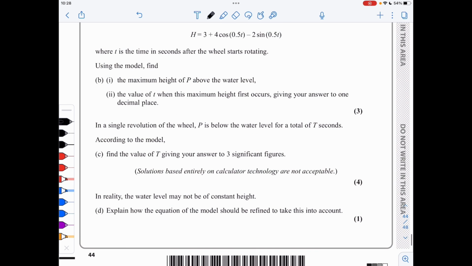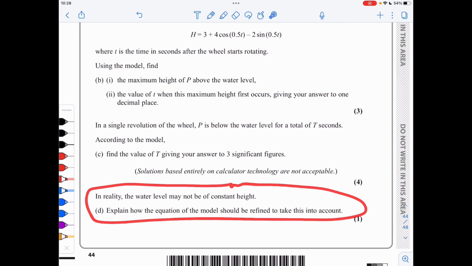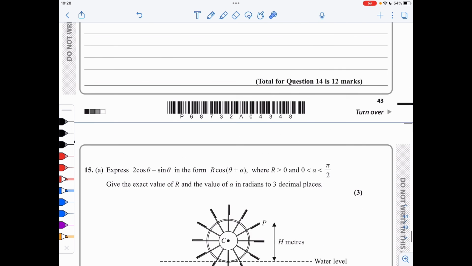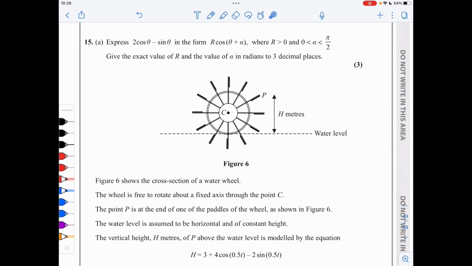Then in D, we are told that in reality the water level may not be of a constant height, and we need to explain how the equation of the model should be refined to take this into account. So let me go back to the diagram to explain a couple of things. We have already established that the maximum height was at 3 plus 2 root 5, and in a similar way of thinking, the minimum height is at 3 minus 2 root 5, at which point we are obviously submerged in water. Up to now, we've been assuming water level to be horizontal here.